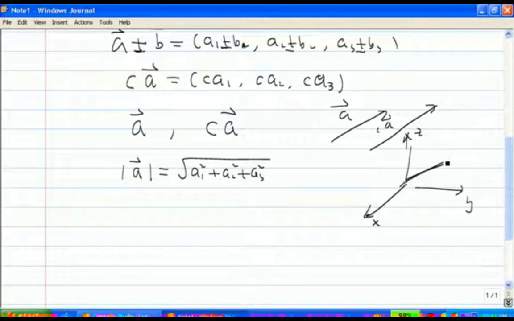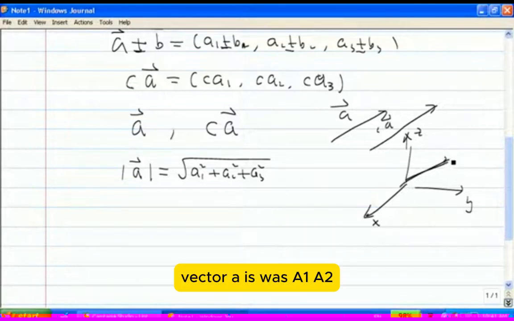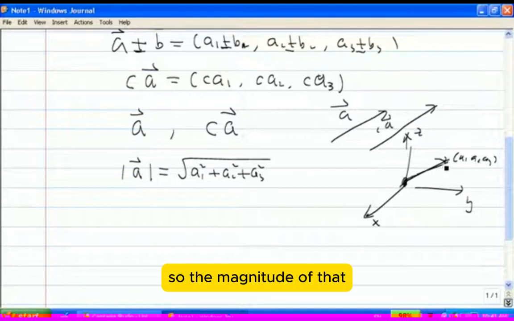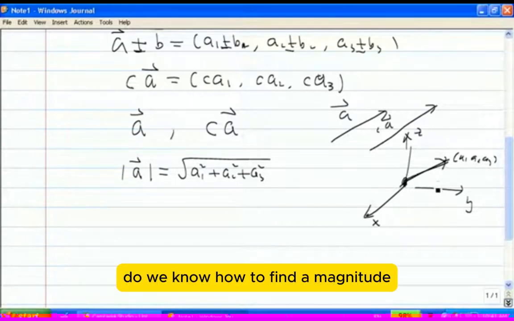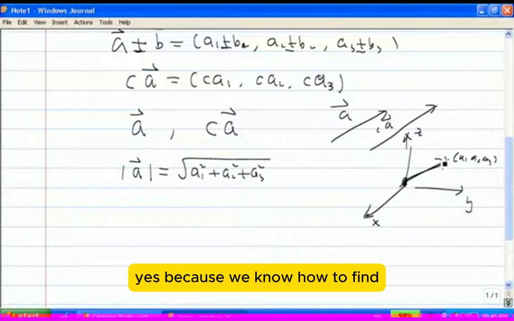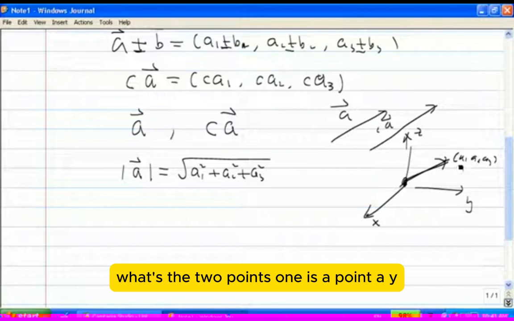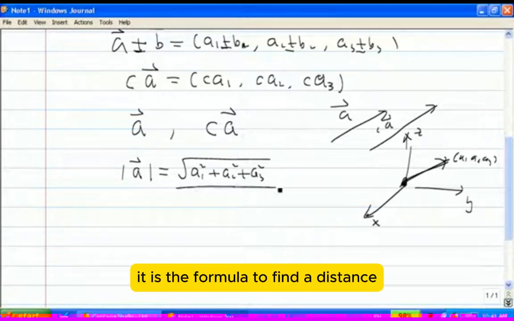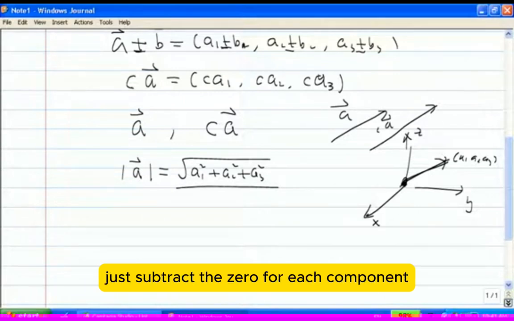Remember, vector A has components A1, A2, A3. It starts at the origin and ends at the point A1, A2, A3. So the magnitude of that, do we know how to find it? Yes, because we know how to find the distance between two points, right? What are the two points? One is the point A1, A2, A3, and the other is the origin. So this is exactly the formula to find the distance. Just subtract 0 for each component.